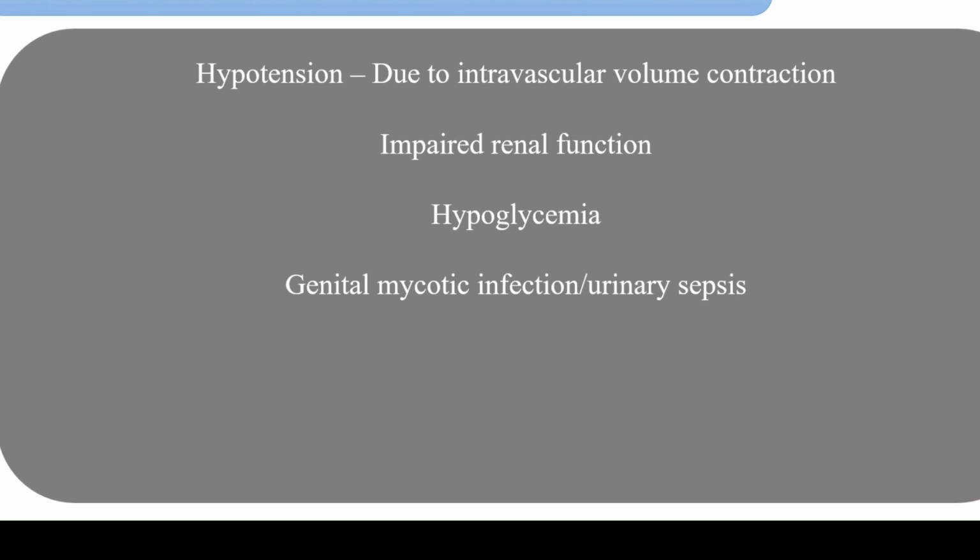This is seen in people who are receiving an SGLT2 inhibitor for a longer duration. So, a high sugar level is a favorable condition for all the microorganisms. In the same way, fungal infection and urinary sepsis are commonly seen because of the high sugar flow in the urinary tract, which may lead to mycotic infection or urinary sepsis.